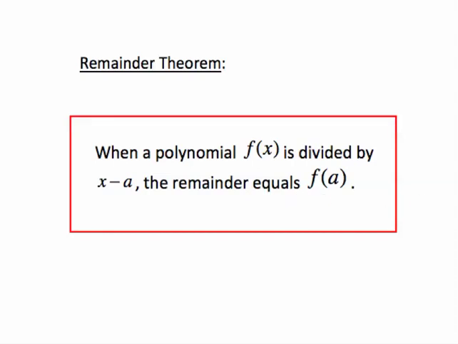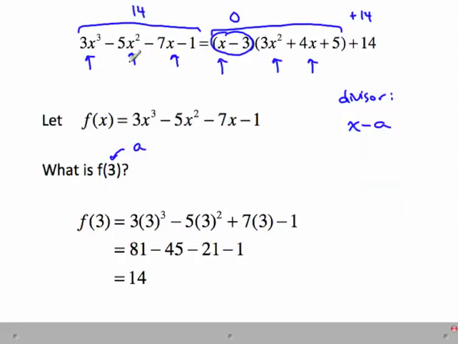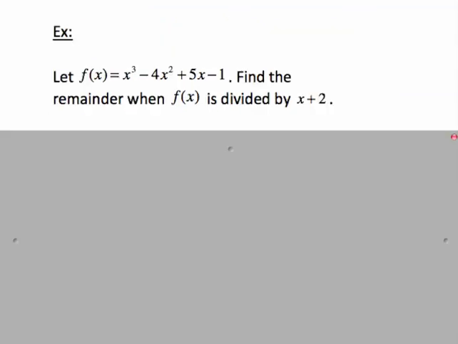Let's look back one slide. So here, when this polynomial f of x was divided by x minus a, in this case x minus 3, the remainder was equal to f of 3. And we saw the reasoning here, because 3 made this become 0. This all disappeared, and all that was left on this side was the 14. So that's the Remainder Theorem. And that gives us a shortcut for figuring out remainders without actually having to do the long division.